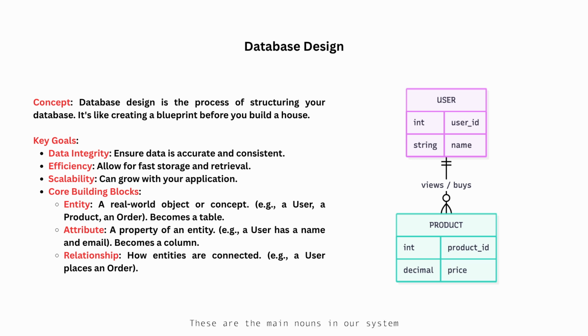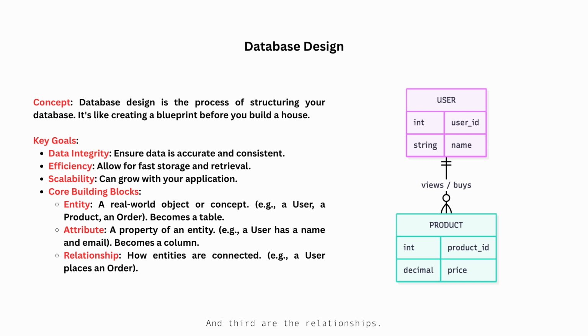First, entities. These are the main nouns in our system. For an e-commerce site, that would be things like user, product, and order. Each of these things will likely become a table in our database. Second, attributes. These are properties of our entities. A user has a name and an email. A product has a price. These are the columns in our tables.